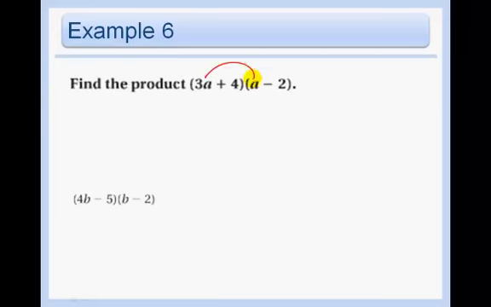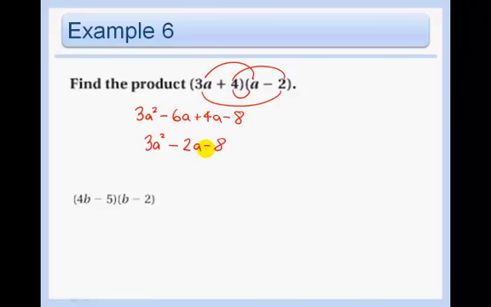Alright, some more FOILing. First times first. 3a squared. Outer. Minus 6a. Inner. Plus 4a. Last. Minus 8. Combine like terms. 3a squared minus 2a. Because minus 6 plus 4 is minus 2. Minus 8.